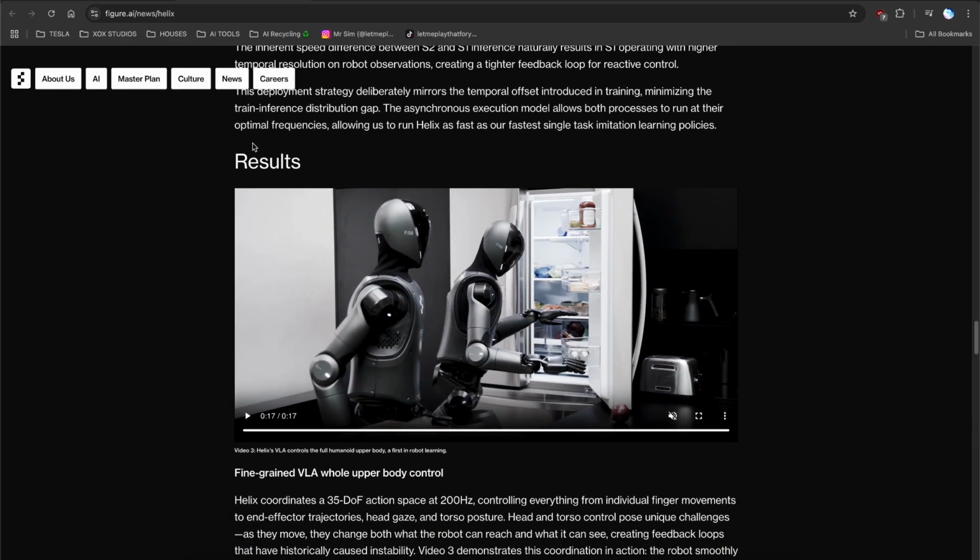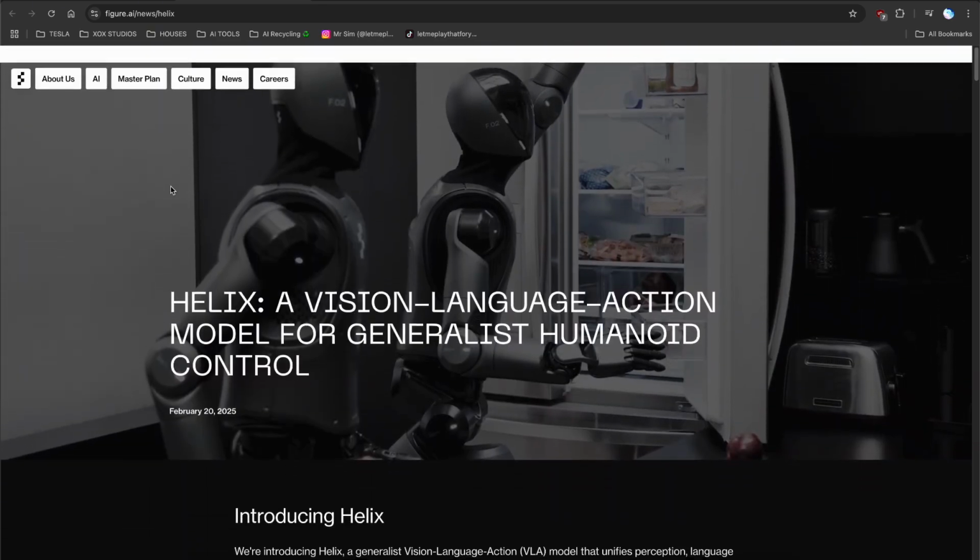That's just a quick update on this Helix AI from Figure.